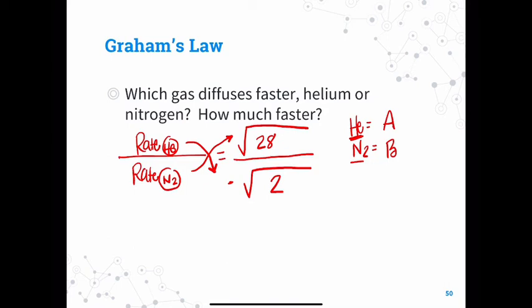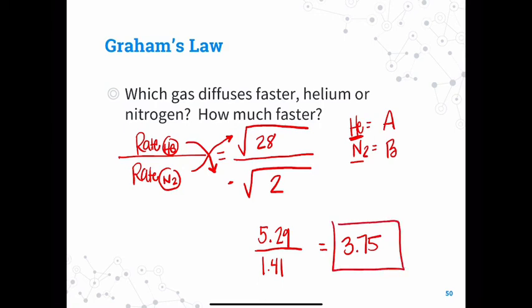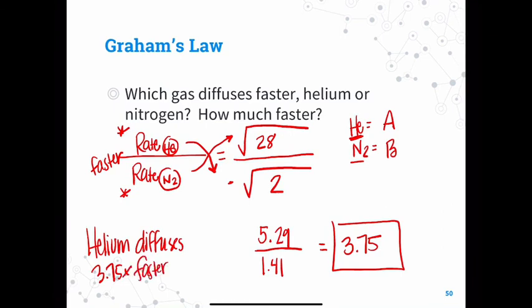So if I put this in my calculator, the square root of 28 is 5.29, okay? And the square root of 2 is 1.41. So then 5.29 divided by 1.41 is 3.75, okay? Now this doesn't have a unit on it because it's a ratio. And so what this means is the one on top is that much faster than the one on the bottom. So helium diffuses 3.75 times faster than nitrogen. Okay? And that's what Graham's law tells us.